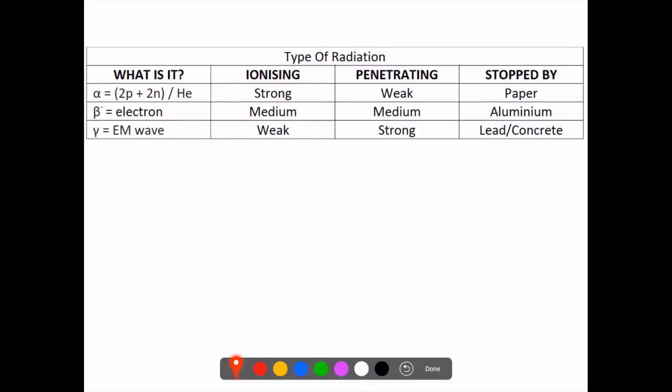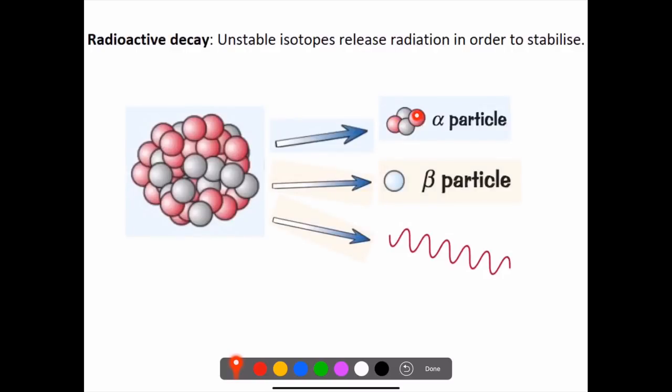What you need to know about those 3 is what it is, how ionizing it is, so how good it is at knocking off electrons of other atoms, how penetrating it is, how deep it can go into materials, and what it can be stopped by. An alpha particle is 2 protons and 2 neutrons. So if you go back to it, we can see 2 protons and 2 neutrons. That's an alpha particle. A beta particle is just 1 electron.